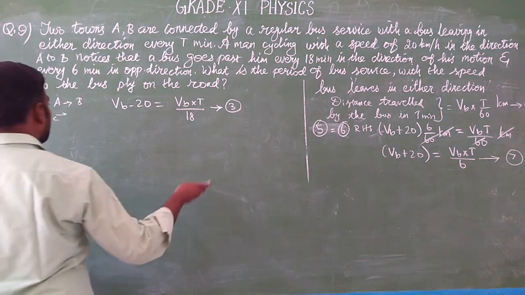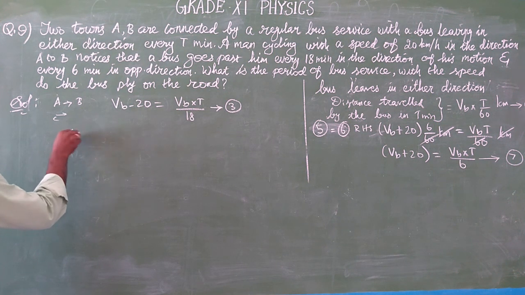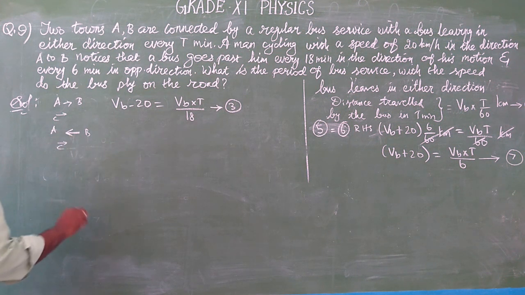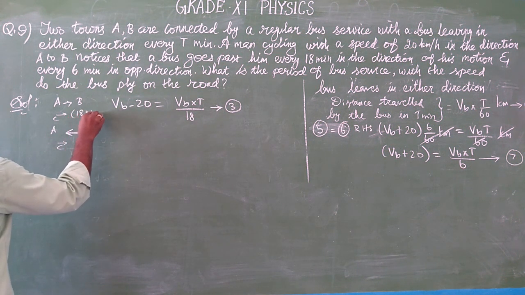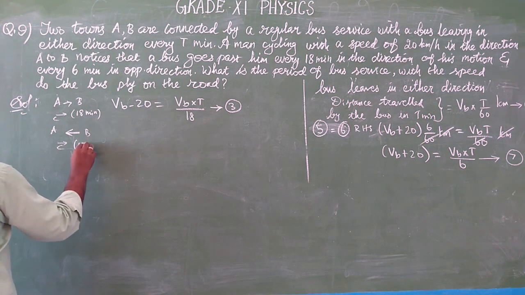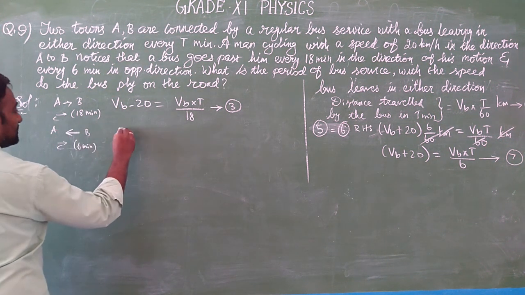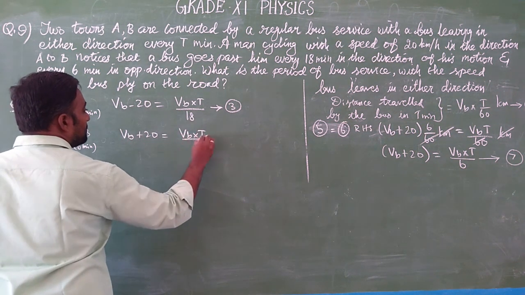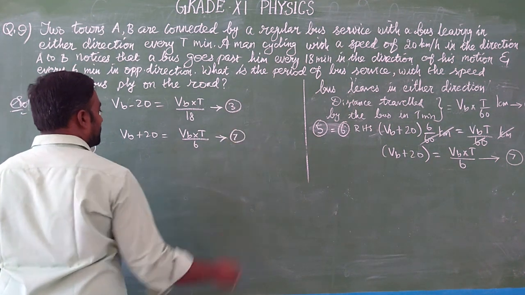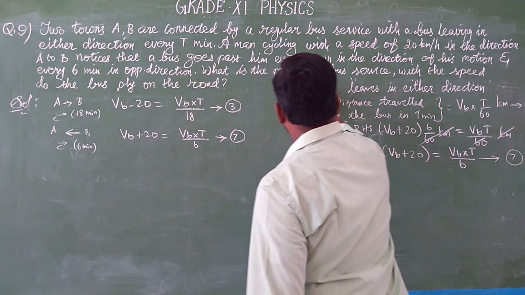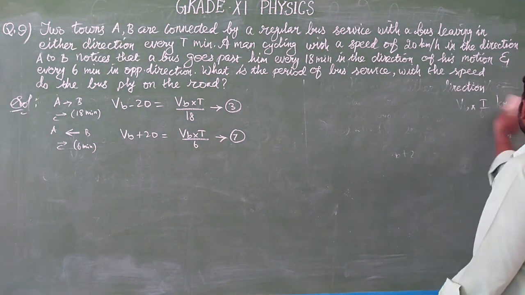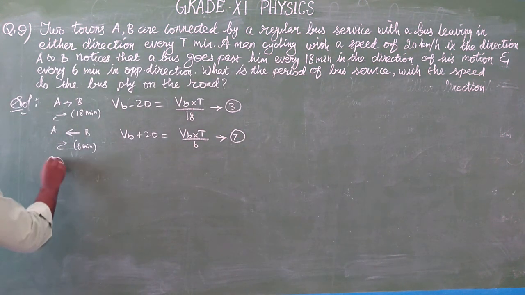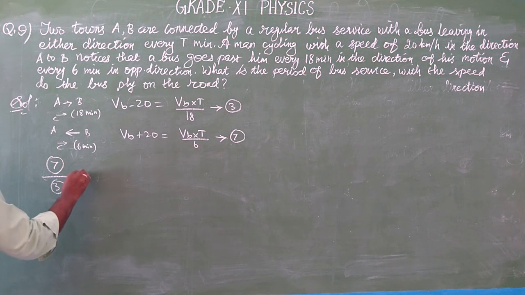What is the seventh equation? Opposite directions, from town B to A, to the cyclist. So this is at every 18 minutes he noticed, and this is the equation for every 6 minutes he noticed. So in that case, we found the equation VB plus 20 is equal to VB into T by 6. This is equation number 7. Now we are going to divide the two equations. Dividing equation 7 by 3, what will you get?